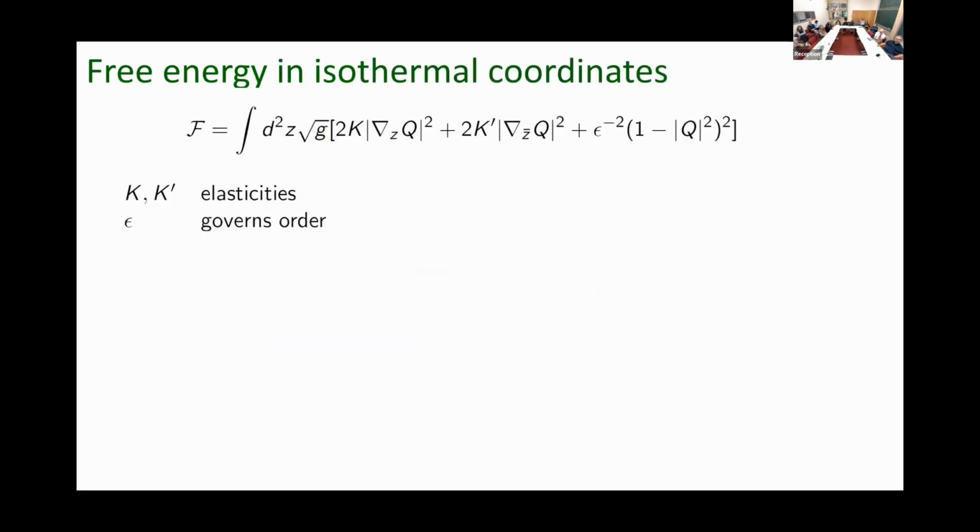So now let's get into the physics. I'm going to write down the generalization of the Landau free energy. G is the metric, so square root of G is the measure factor. Then we have two terms, K and K prime. These are covariant derivatives with respect to Z, Z bar. Since we are in 2D, there are two functions, Z and Z bar. The variations in directions have K and K prime as elasticities.